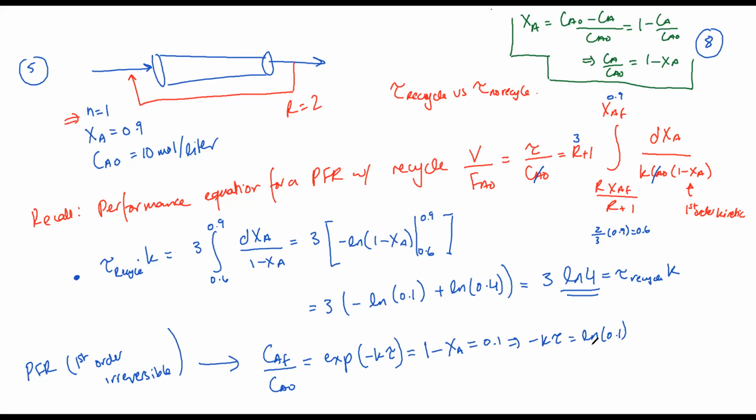If I take the minus, so k tau is equal to ln 10. So I have k tau PFR and k tau recycle. We need to find tau recycle versus tau PFR, so I'm just going to take the ratio. Tau recycle over tau PFR is equal to 3 ln 4 over ln 10, and this is equal to 1.8. This is the answer to this problem.